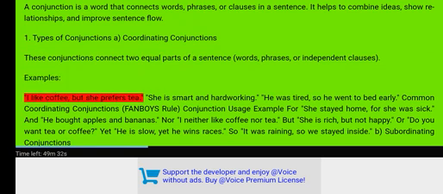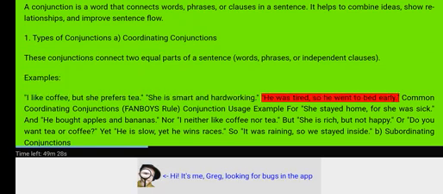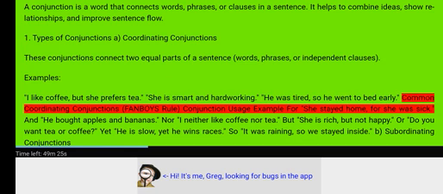Examples. I like coffee, but she prefers tea. She is smart and hardworking. He was tired, so he went to bed early. Common coordinating conjunctions. FANBOYS rule. Conjunction usage. For: she stayed home, for she was sick.